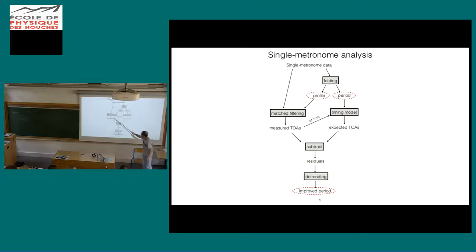So I'll have a set of measured and expected TOAs. I could then subtract those two to get the residuals, and I look at the residuals and see if there's a linear trend or not. If there's a linear trend, I remove that to get an improved estimate of the period. So the single metronome analysis is basically to get a period and a pulse profile.